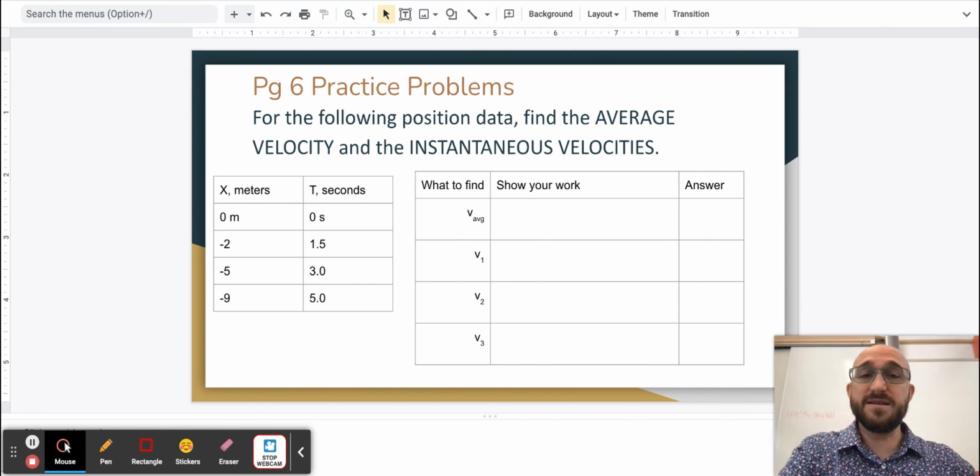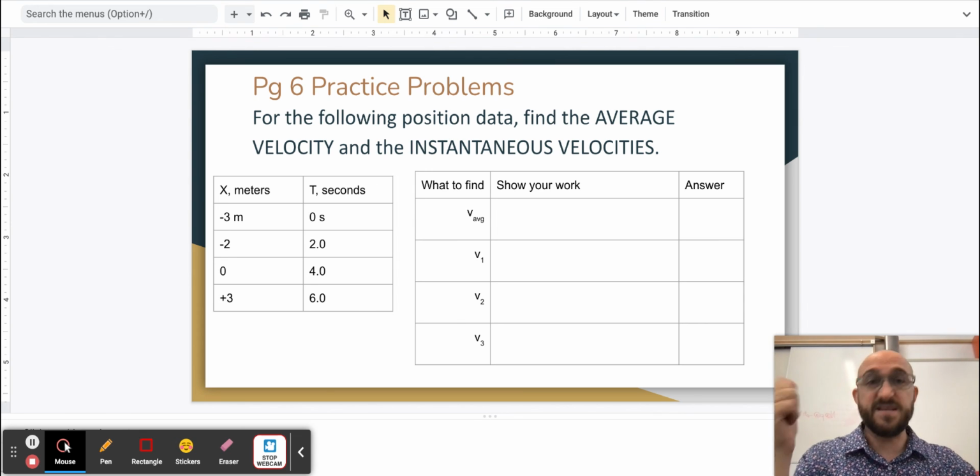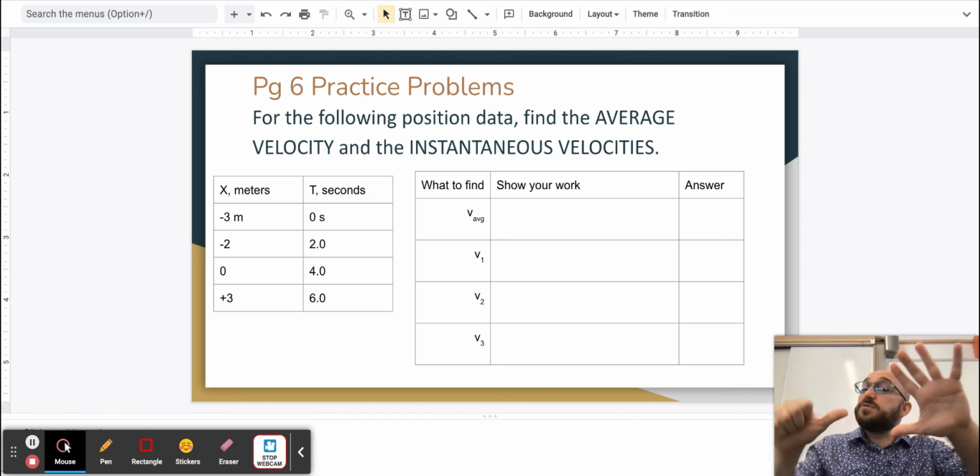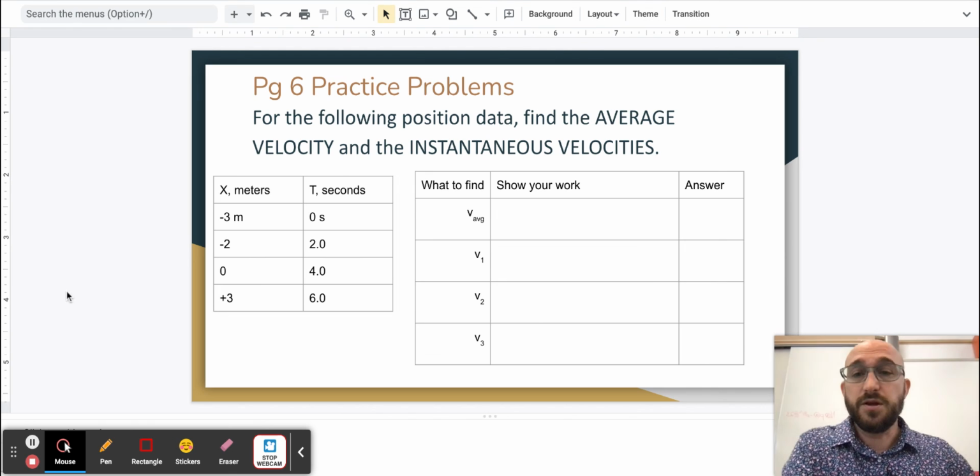All right, now I got some practice problems for you. Here's the first one. You got xt data. Please find me the average velocity, v1, v2, v3. Show your work. This is on page 6. And then problem 2, different set of data, same deal. All right, there you go. We talked about page 2, we talked about page 7, and we talked about the examples on page 6. You're good to go.